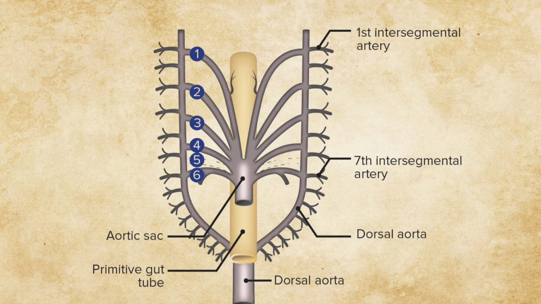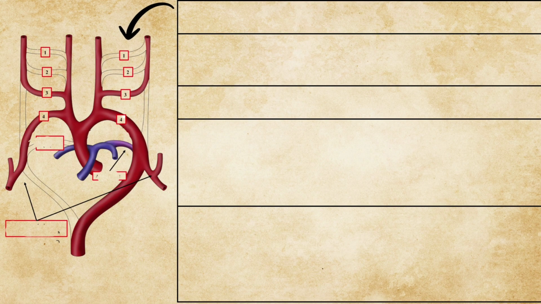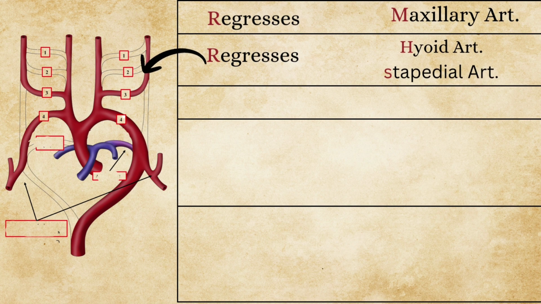6 pairs of arches, numbered 1, 2, 3, 4, and 6, are typically described, though the 5th arch is often rudimentary or regresses completely in humans. First arch mostly regresses. A small part remains as the maxillary artery. Second arch mostly regresses, contributes to the hyoid artery and stapedial artery, which later disappears in most humans.